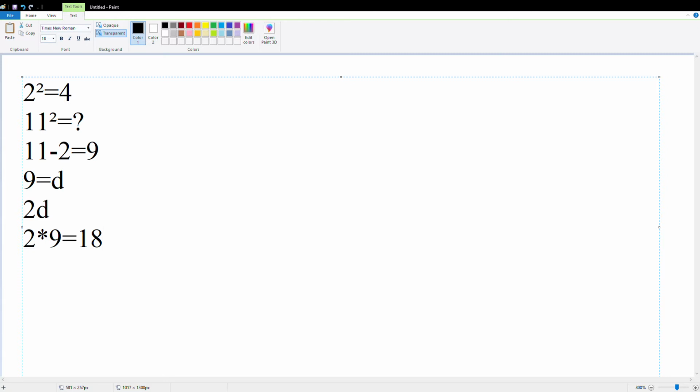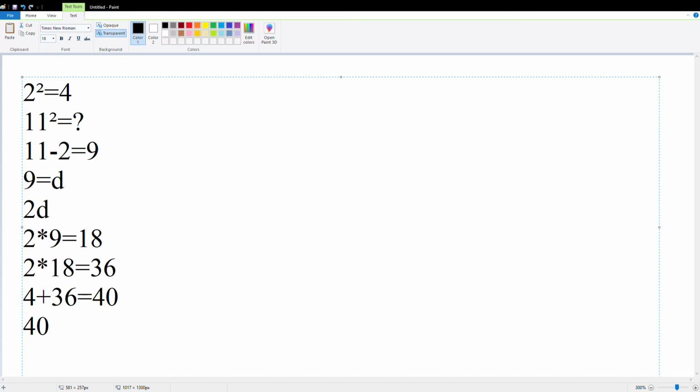Now, take that 18 and multiply it times the first base that you know, which is 2 in this situation. So you take 2 times that 18, which equals 36. Take 2 squared, which was 4. Add the 36 onto it, which equals 40. And so now we have 40.